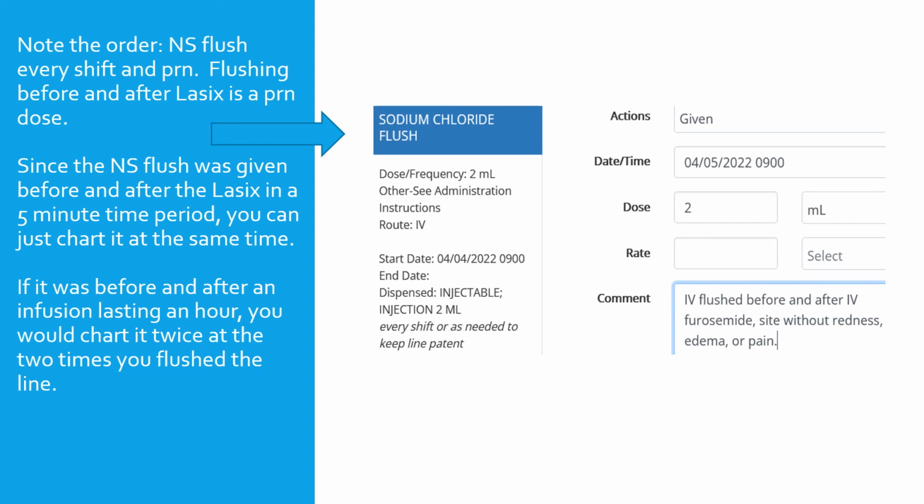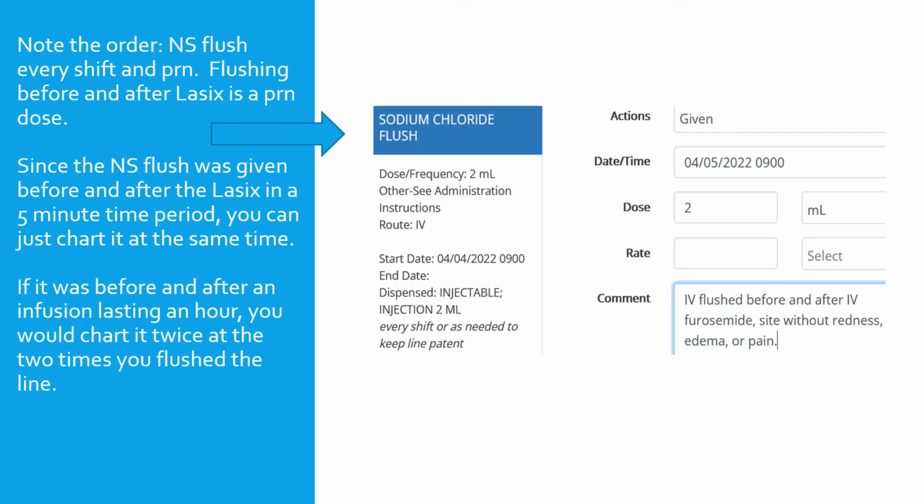In other cases, the flush is given before and after a drug that takes longer to infuse. Say, for instance, an IV antibiotic that takes an hour to infuse. So let's say the drug is ordered at 9. The first flush would be charted at 9. The IV would be hung to infuse over an hour. And then when the IV is finished at 10, the second flush would be administered and charted.